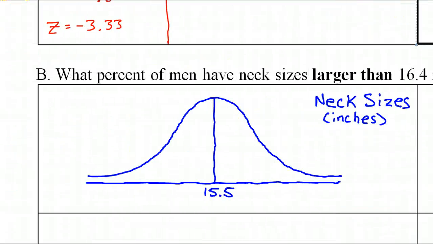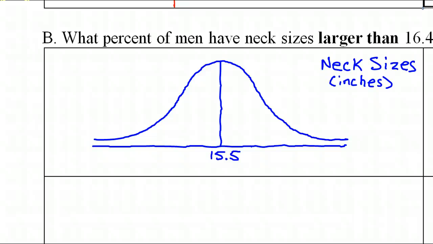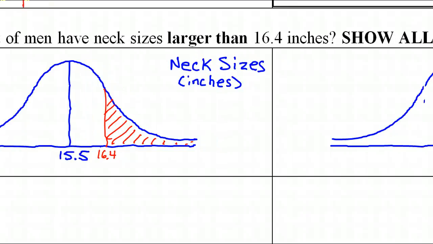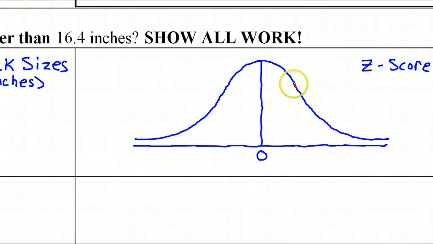Alright, let's do the next one. What percent of men have neck sizes larger than 16.4 inches? So 16.4 will be on the right side of the graph. So let's put that down. Here's our 16.4 neck size. We want the neck sizes that are larger than this, so we're going to shade in to the right of this graph. And we'll do the same thing over here. Only we don't know what the z-score is yet.